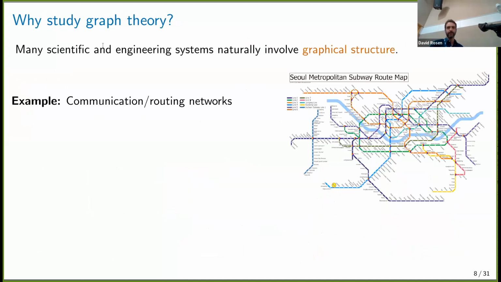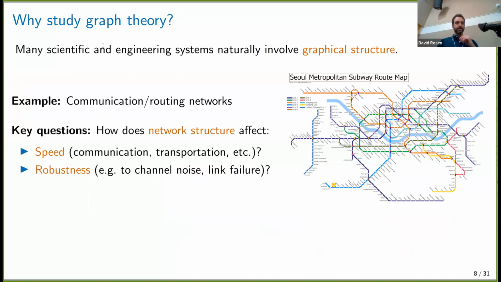A lot of scientific and engineering systems involve the analysis or the study of systems that have some kind of natural graph structure on them. For example, communication and routing networks. The main point here is, given that a lot of these systems have this underlying graphical structure, the main question that we're interested in is, how does that graphical structure affect the properties that we would be interested in understanding for these systems? In the case of a communications network, some of the things we might be interested in would be, how fast can I move from one node in this graph to another? How fast does information or communication propagate through something like a communications network?